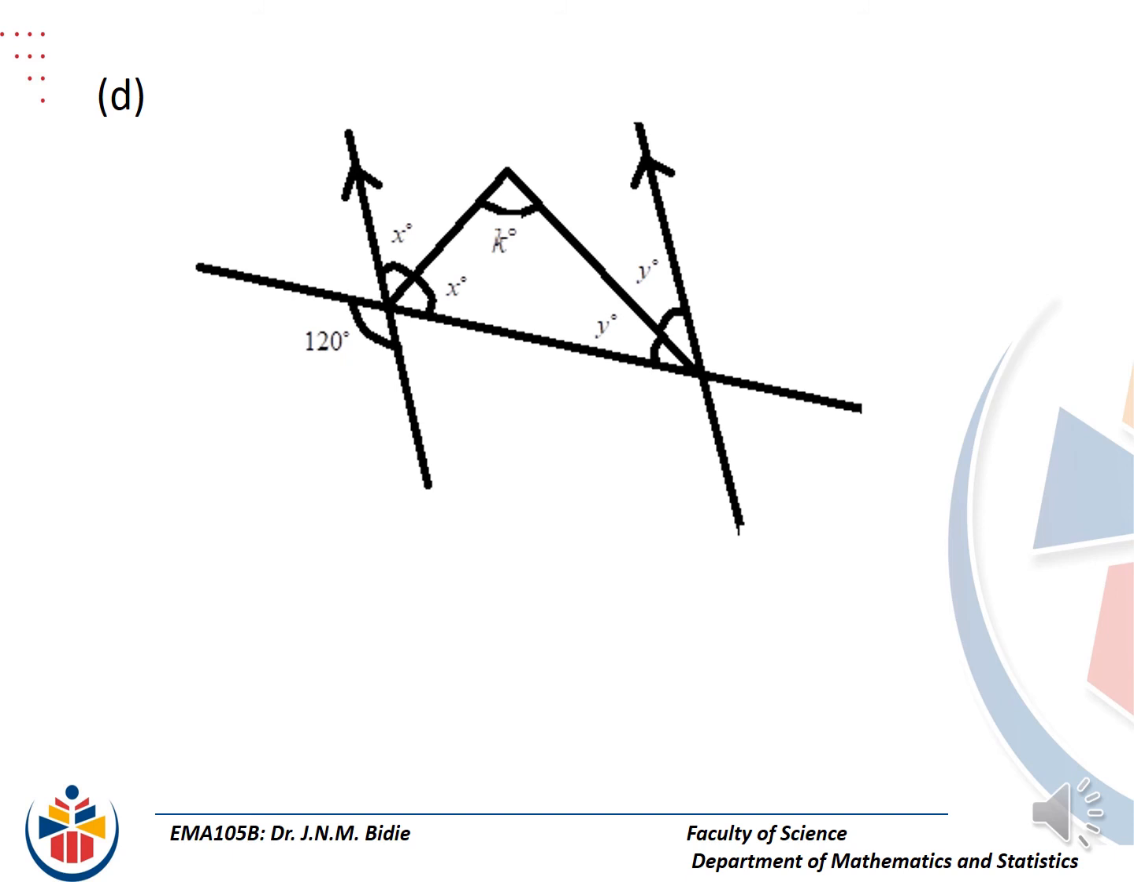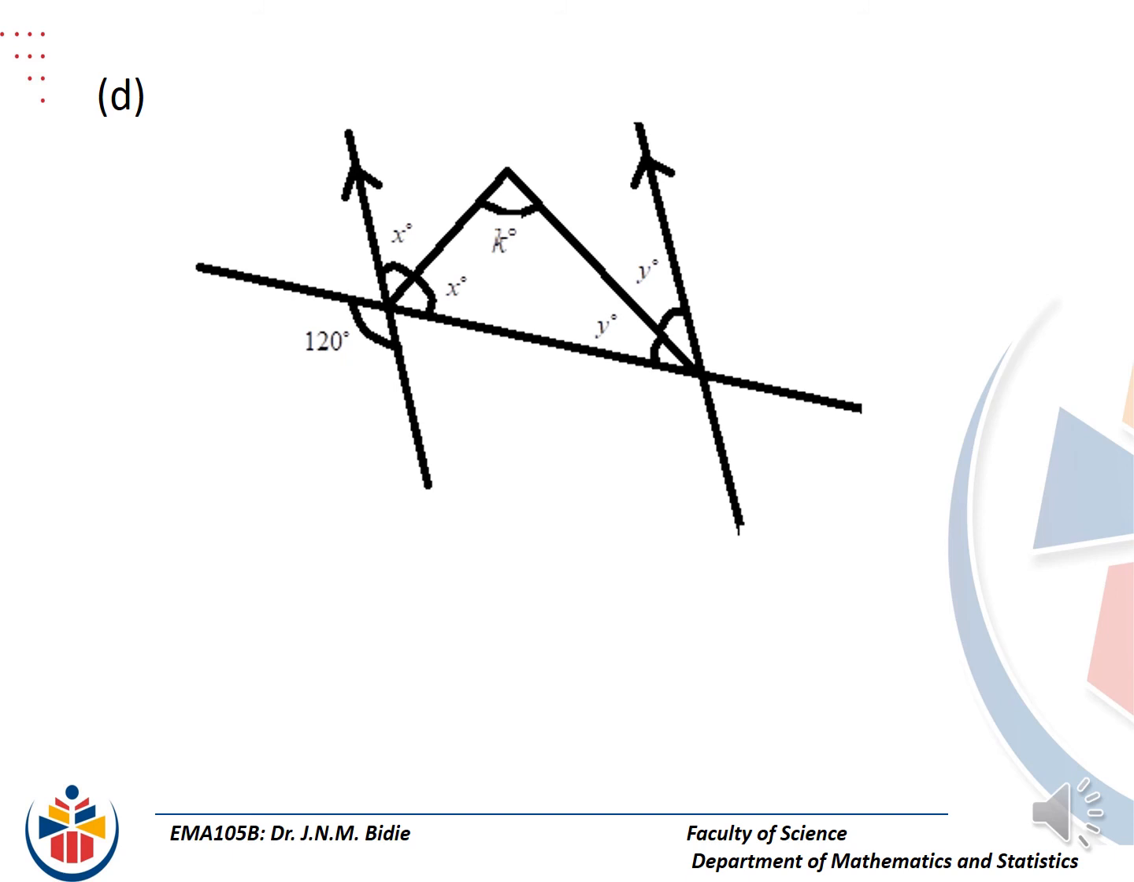So we start by calculating X for this problem, because we're supposed to calculate X, Y, and K. The first thing that we note is that 2x, that whole angle, is vertically opposite 120 degrees. So therefore, x is equal to 60. So I've got 60 there and 60 also here.